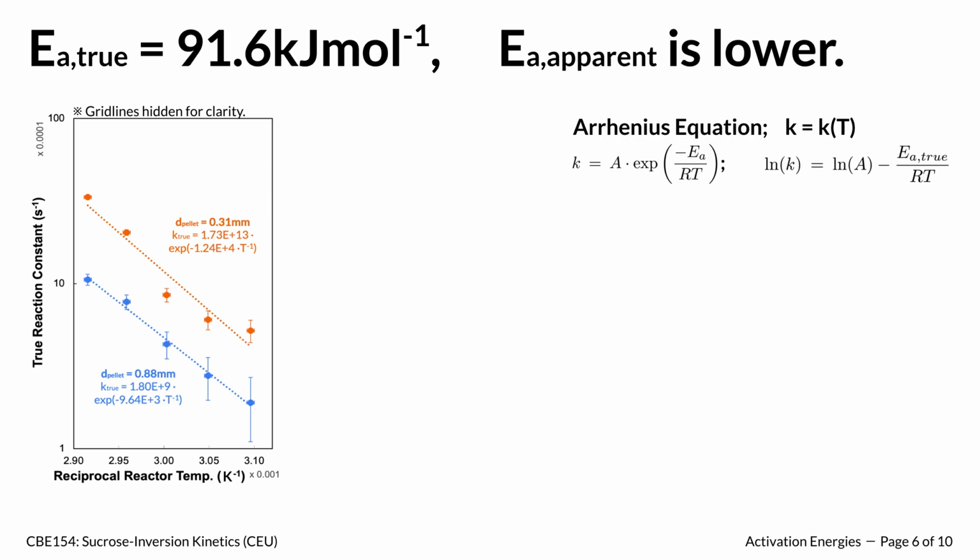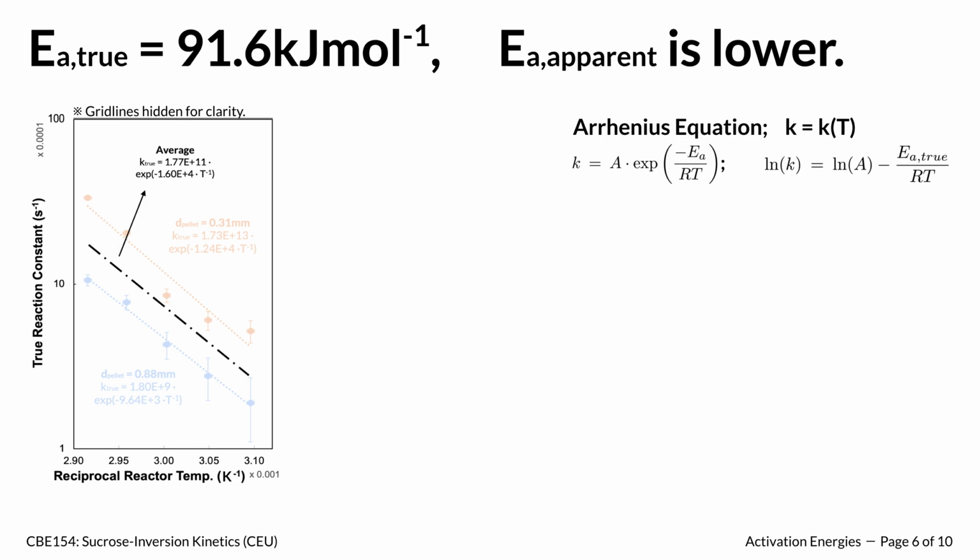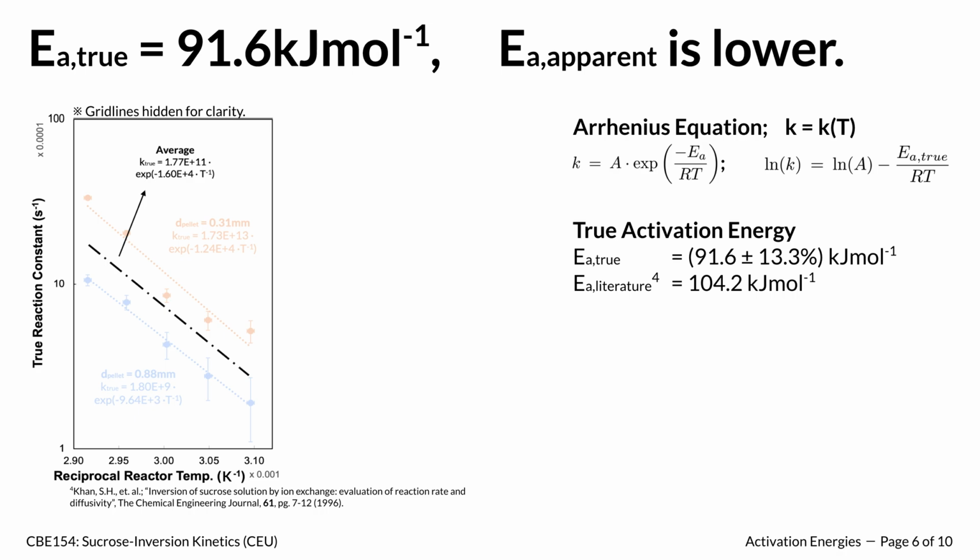If we go to our plot of true K, we see that there are two equations for the rate constants, and they're slightly different. Since the rate constant should be a single value, because it's not dependent on internal mass transfer limitations, we can average these two sets and get a single average true rate constant equation. This is a good approximation, as shown on the right, because our true activation energy is actually very similar to the literature value.